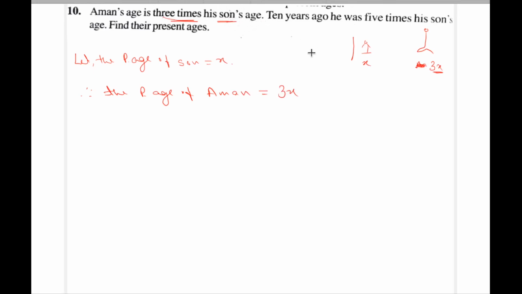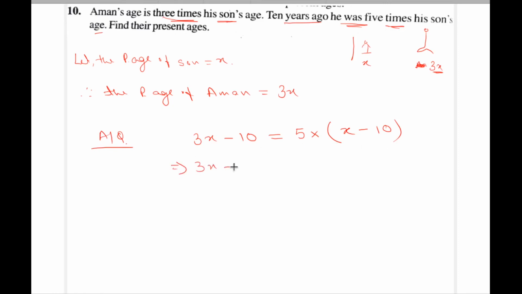Okay. Now, according to the question, 10 years ago, he was. He was means Aman was. 10 years ago means 3x minus 10. He was 5 times his son's age. His son's age 10 years ago is x minus 10. Okay. So, this is the equation, we just have to solve it.